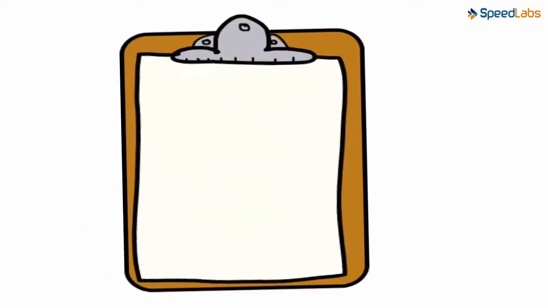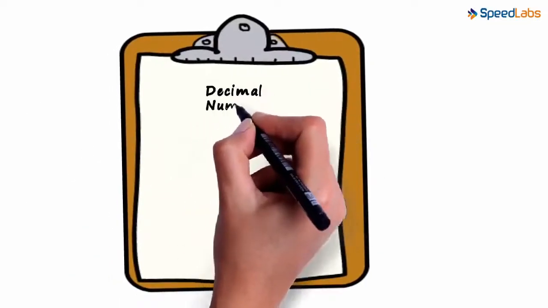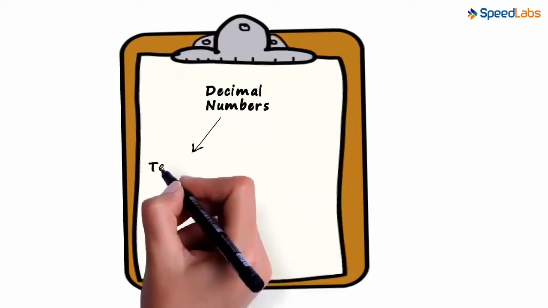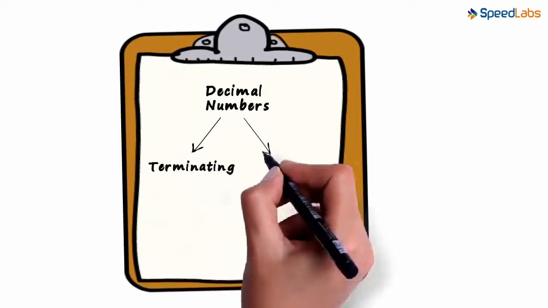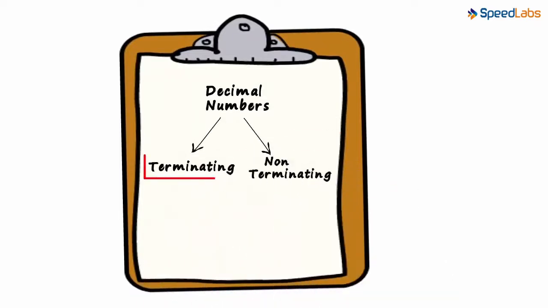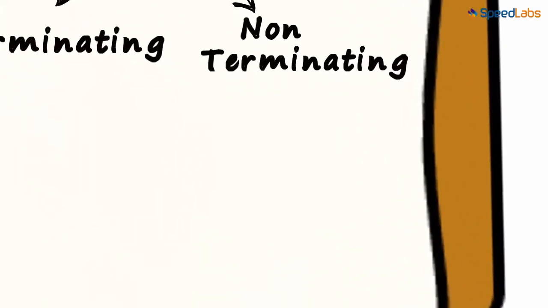We have seen the different kinds of decimal numbers. They are broadly classified into terminating decimals and non-terminating decimals. Terminating decimals are the ones that do not go on forever. And non-terminating decimals, as the word suggests, are decimal numbers that do not end or do not terminate.